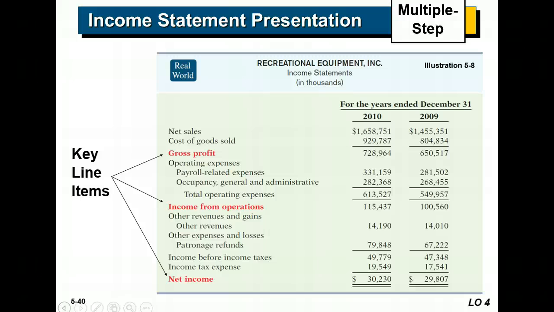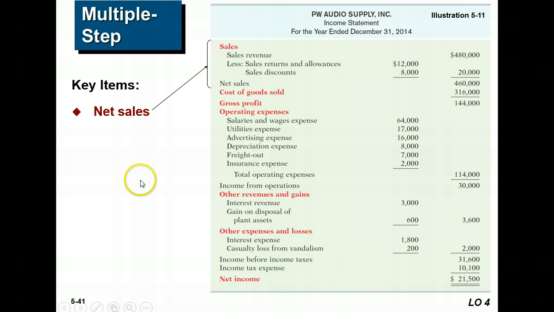So know the multi-step gives you the gross profit, which is the sales minus your inventory, and gives you the gross profit. Then we take into account all the expenses from operating. So here are the key items. Net sales is going to be the true sales, then we subtract any sales returns and allowances and sales discounts. We keep those on separate line items so we can see how many sales were returned.